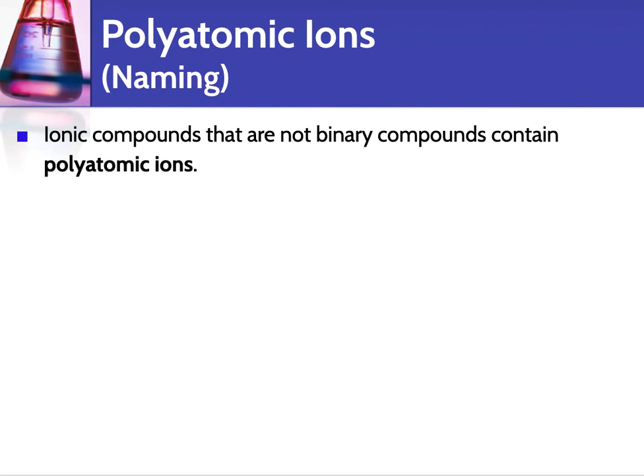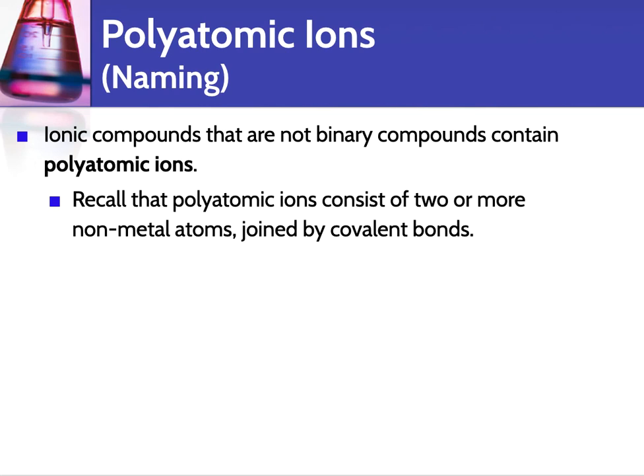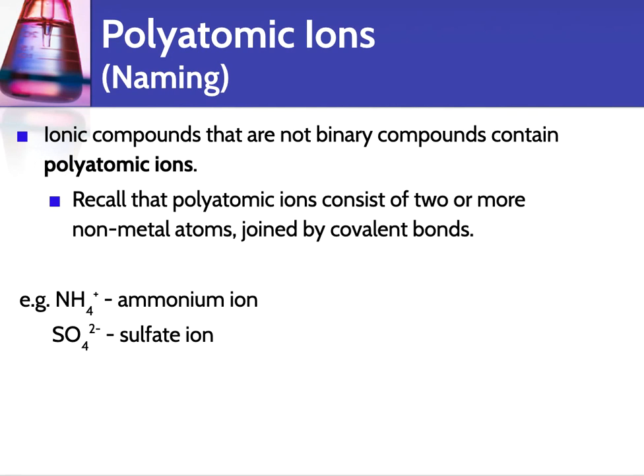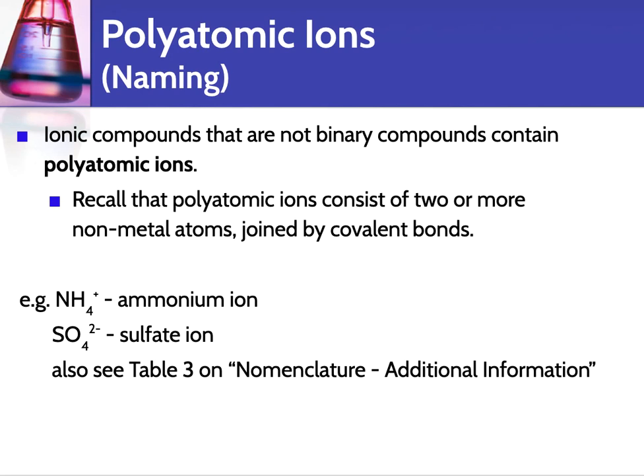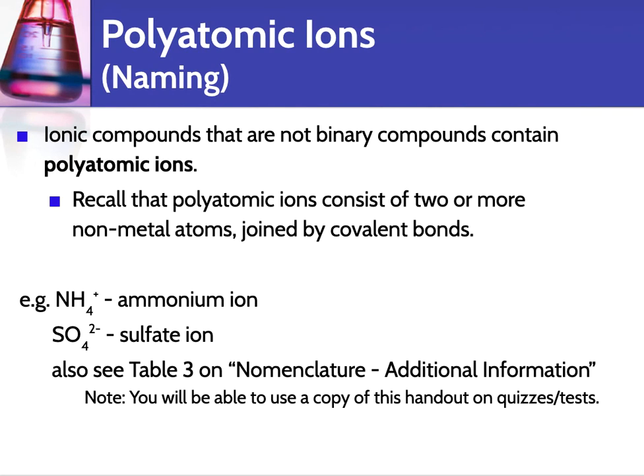So now what happens if we have a polyatomic ion? If your ionic compound is not binary, it's got more than 2 elements in it, it's going to contain a polyatomic ion. Recall that a polyatomic ion is 2 or more nonmetals joined by covalent bonds that all together have a charge. An example, NH4+ is the ammonium ion, SO4 2- is the sulfate ion, and on your additional information page, most of the common polyatomic ions are given to you in table 3. That additional information page you will have available to you pretty much all the time.